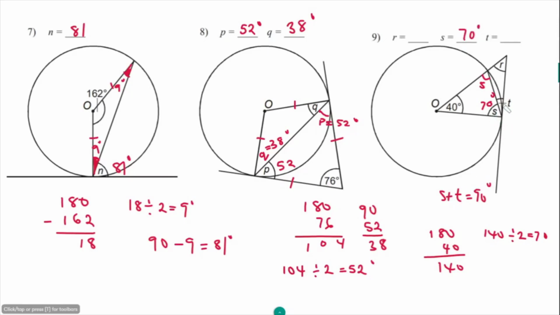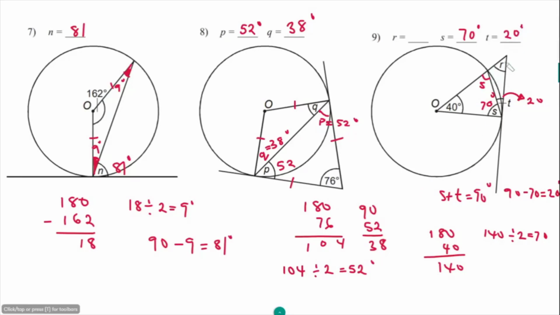And remember, we said S plus T, these two angles, are going to be 90. So if S is 70, T is going to be 20, because 90 minus 70 is 20. So angle T is 20 degrees.